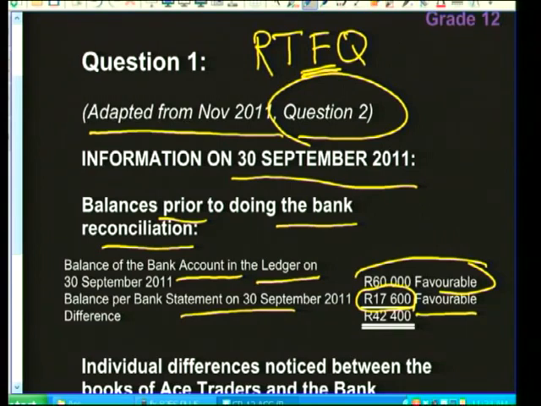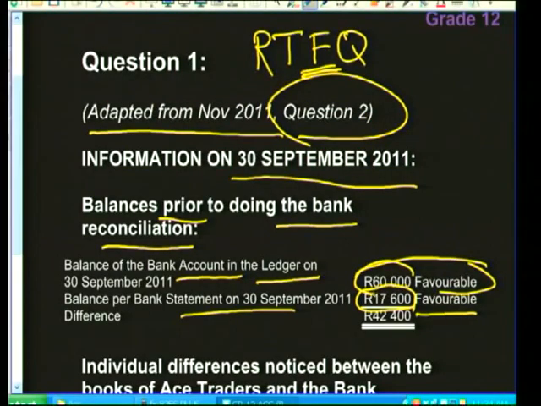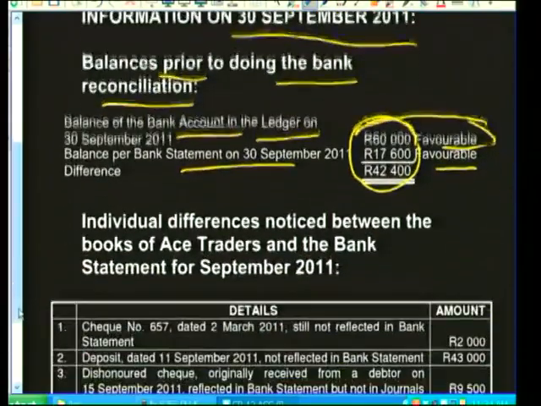Now, clearly you can see that a reconciliation is necessary. Why? Because my bank balance is saying, according to my records, 60,000, and according to the balance as per my bank statement, it is saying 17,600. So clearly you can see that a reconciliation is necessary. There's a difference of 42,400 between the two balances. Clear, guys? Okay. Now, what are the differences?